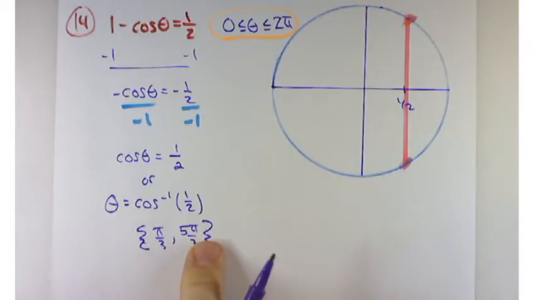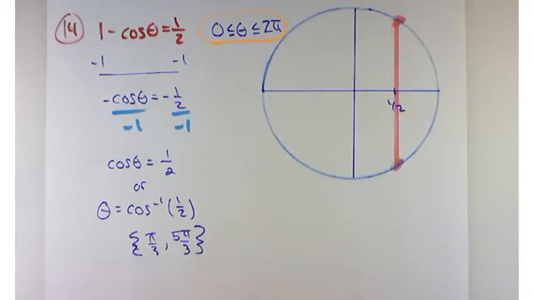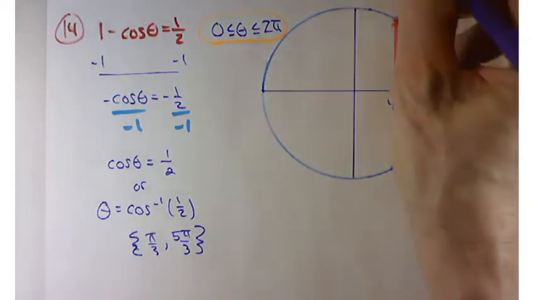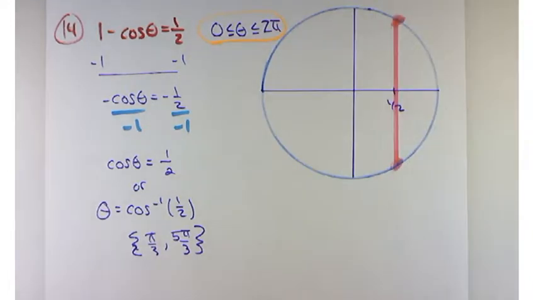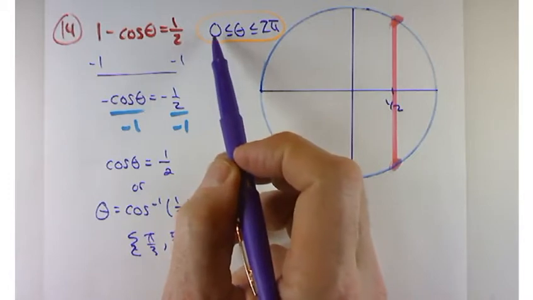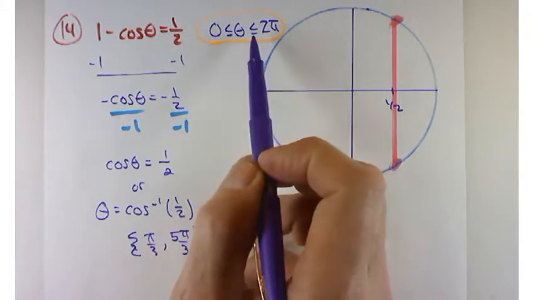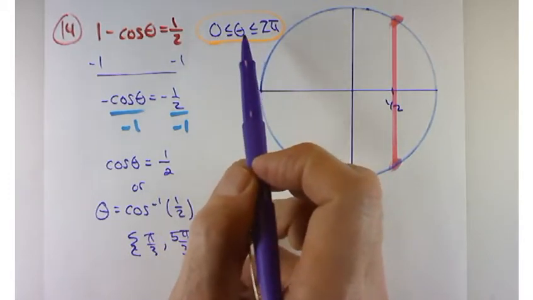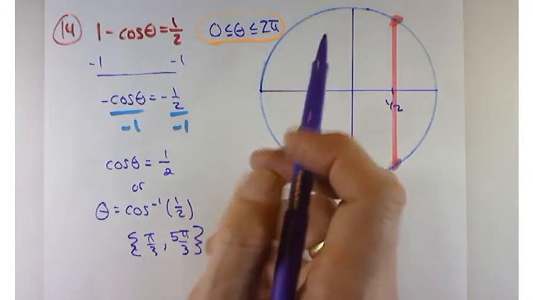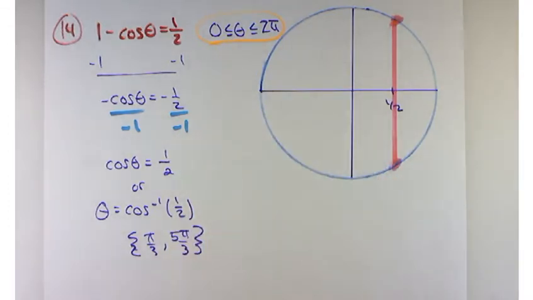What's telling me that I should answer in radians as opposed to degrees? Yeah, because it told me to give theta between 0 and 2 pi. If I wanted the answer in degrees, I'd say between 0 and 360. So that's your clue on that one.